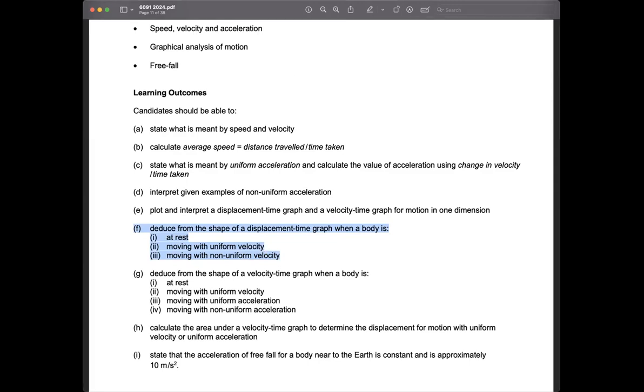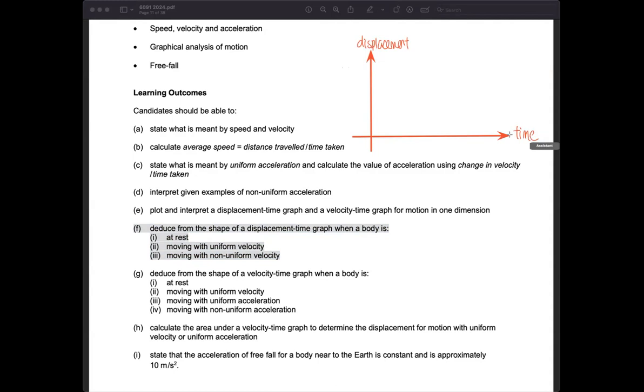We're talking about the displacement time graph. So let me draw the graph for you. This is a displacement time graph. First of all, when it is at rest, how will it look? When it's not moving, how will it look? When your thing is not moving, would there be any displacement?